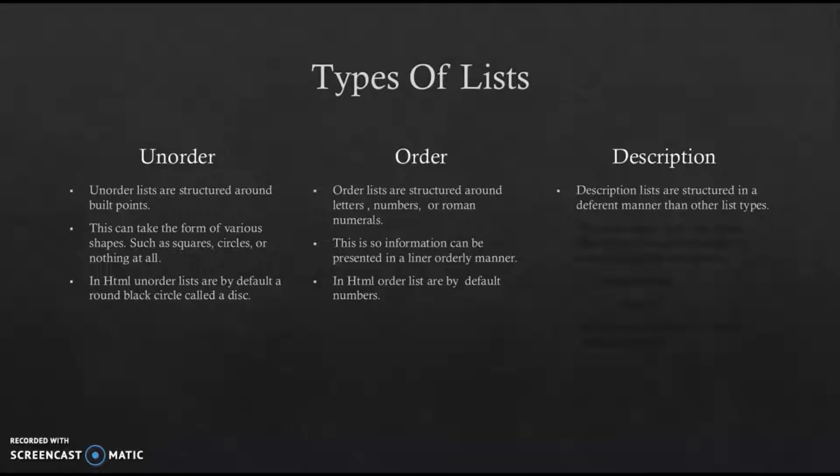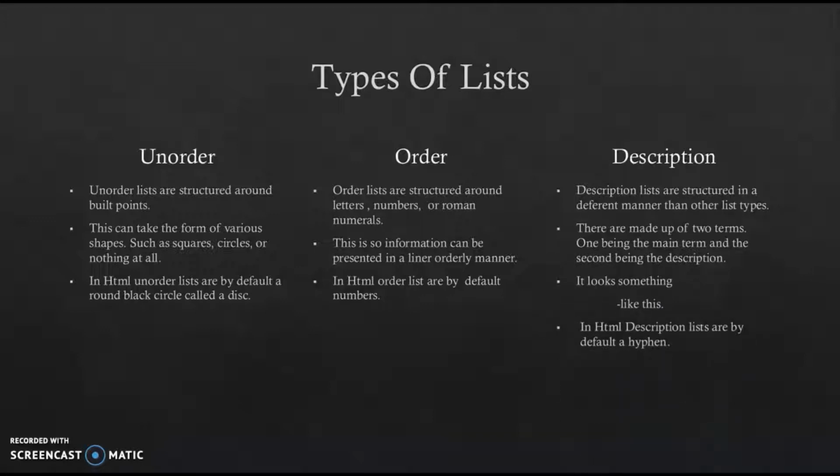The last type is called description. Description lists are structured in a different manner than other list types. They are made of two terms, one being the main term and the second being the description. It looks something like this. In HTML, description lists are by default a hyphen. Now let's shift over and demonstrate how to code these different types, starting with unordered.